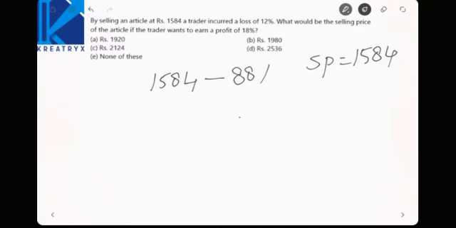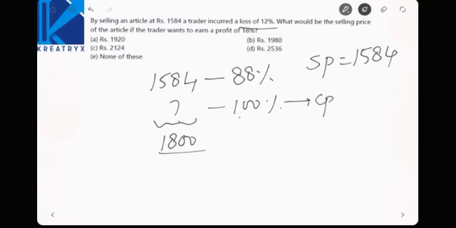88%, because it had incurred a loss of 12%. Now what is 100% value here? Calculate this, that will be very easy. Now see here, 100% value will be equal to 1800. Now 100% is nothing but cost price, 88% is nothing but selling price, right? Okay, we have not used any formulas here.